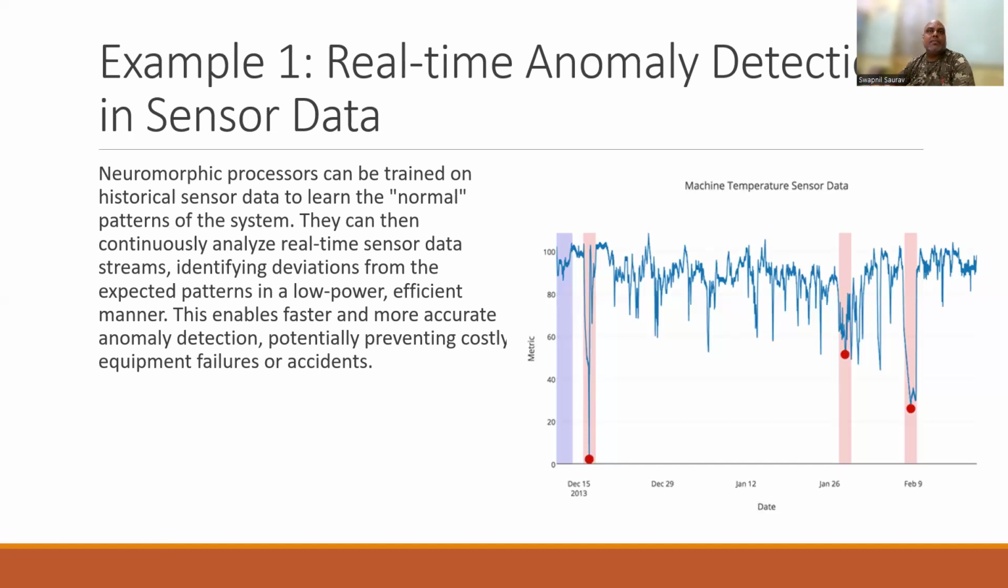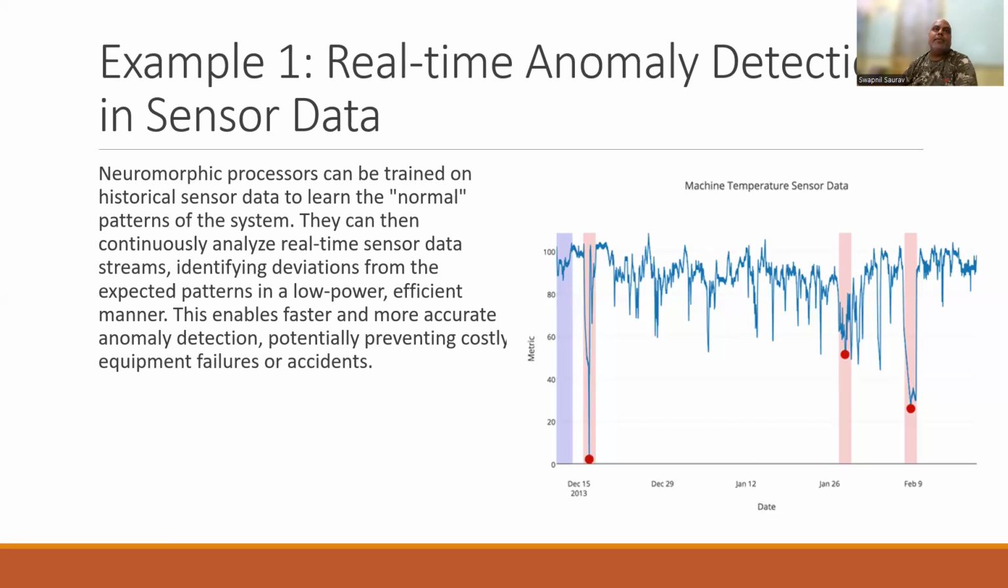Machine learning on chip. Neuromorphic chips can be trained directly on the device, eliminating the need to send data to a central server for processing. This is particularly beneficial for real-time applications where latency is a critical factor.